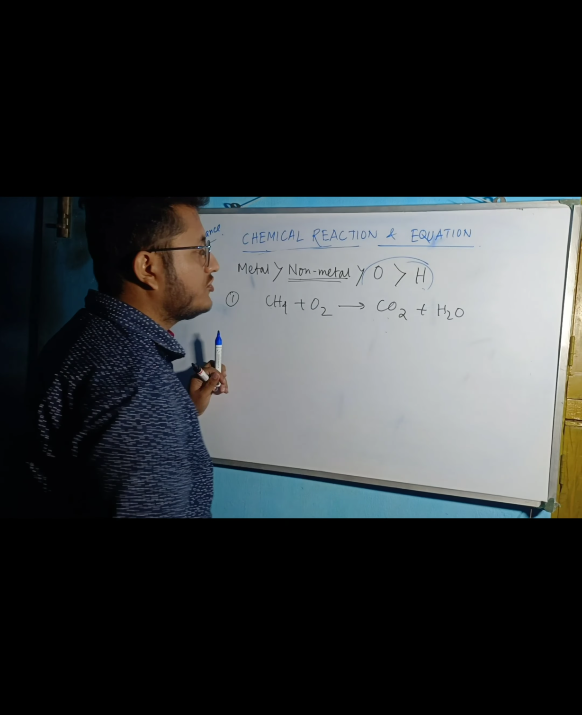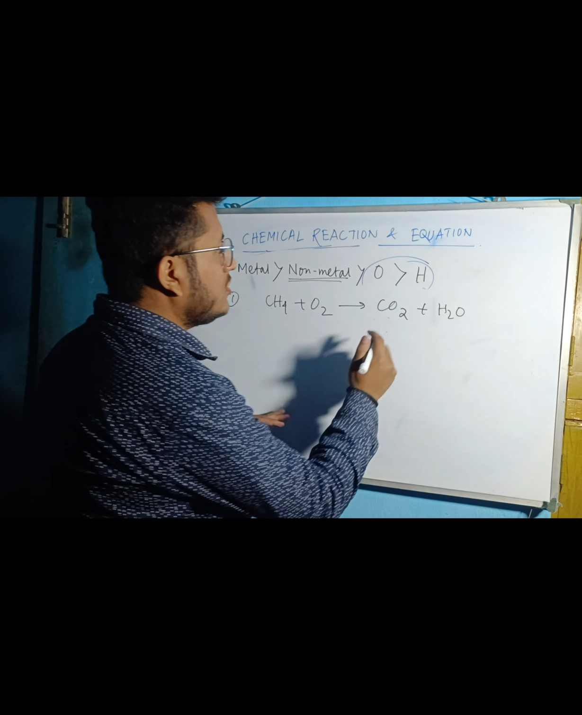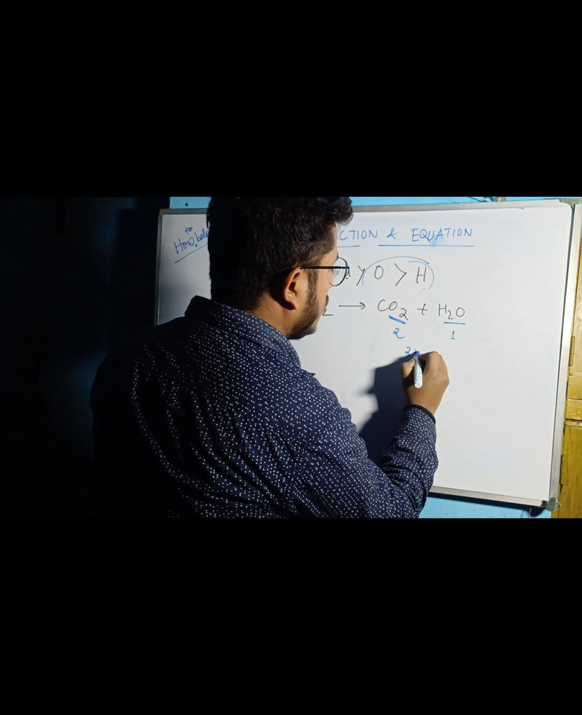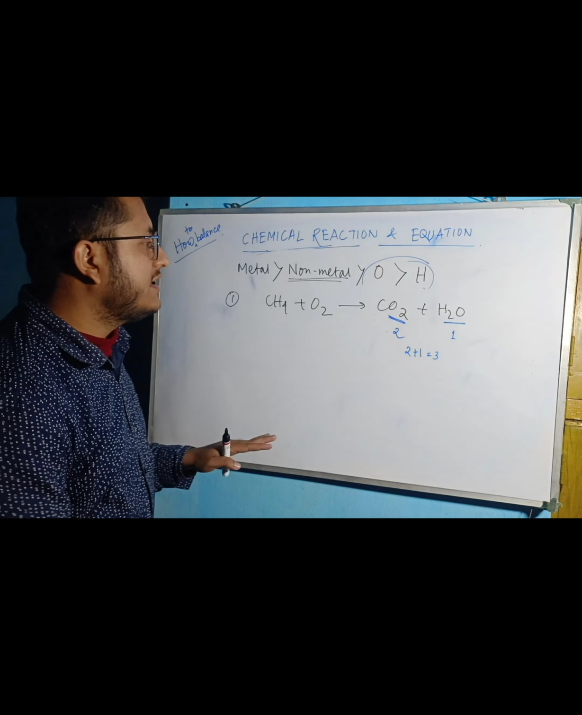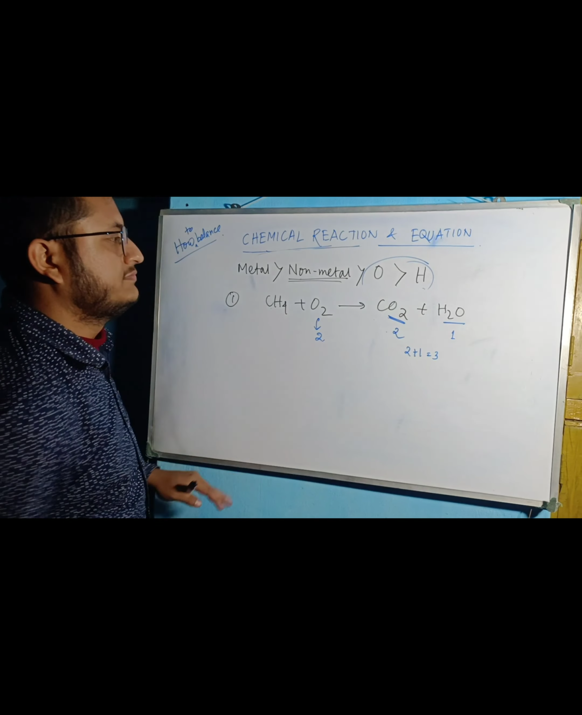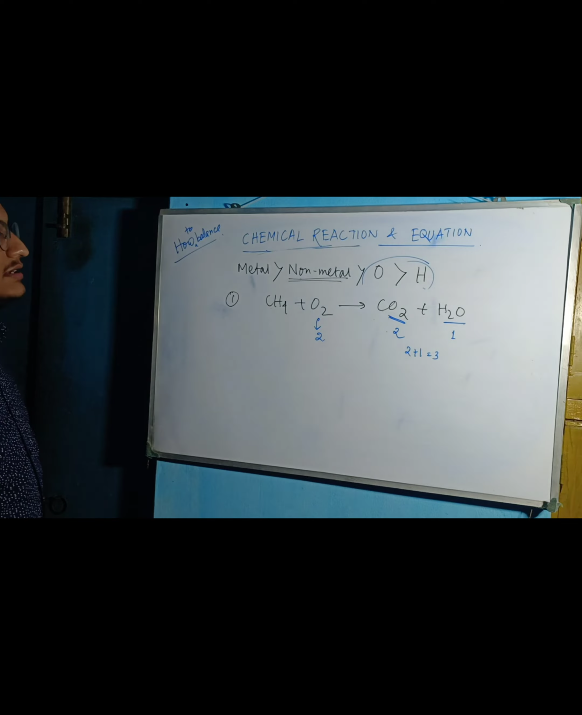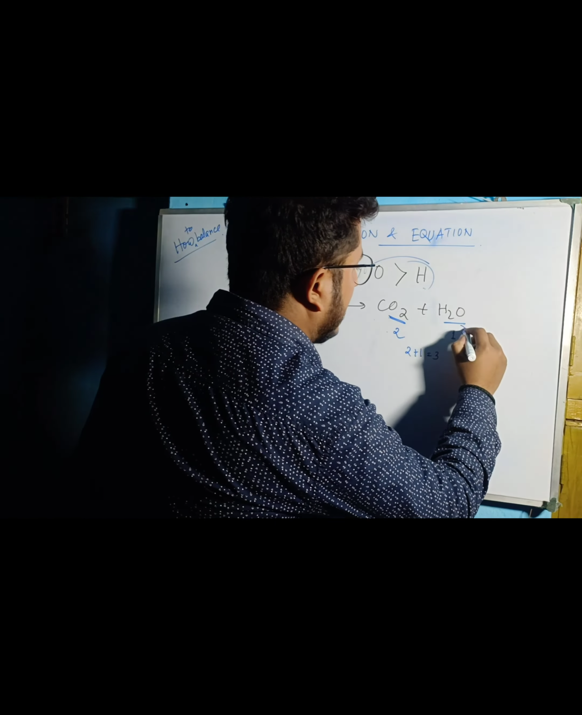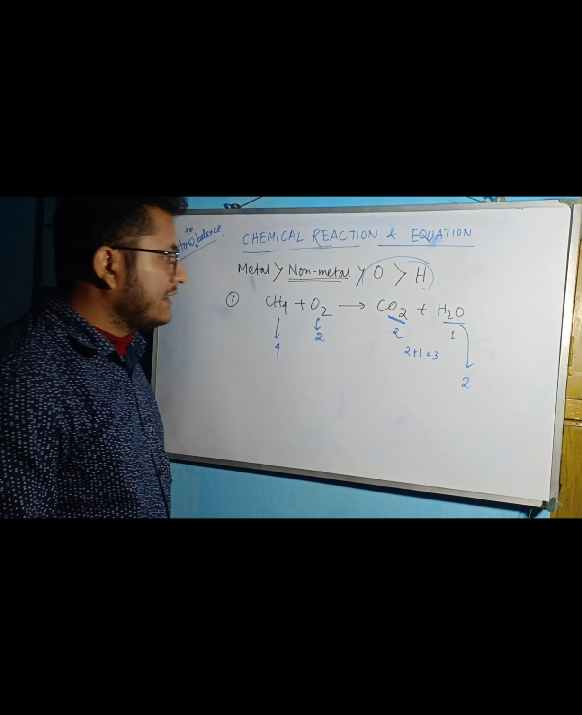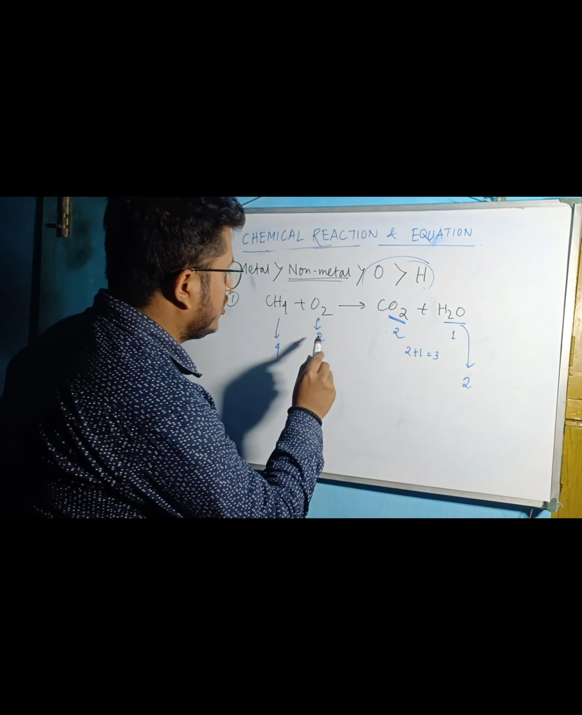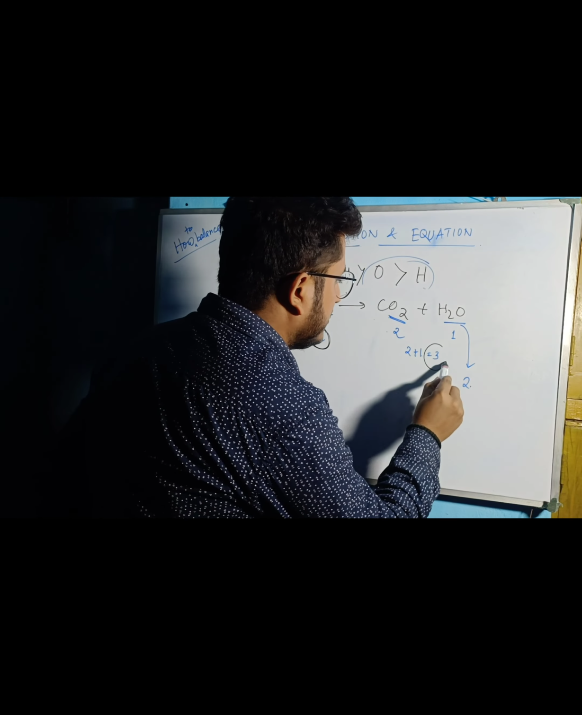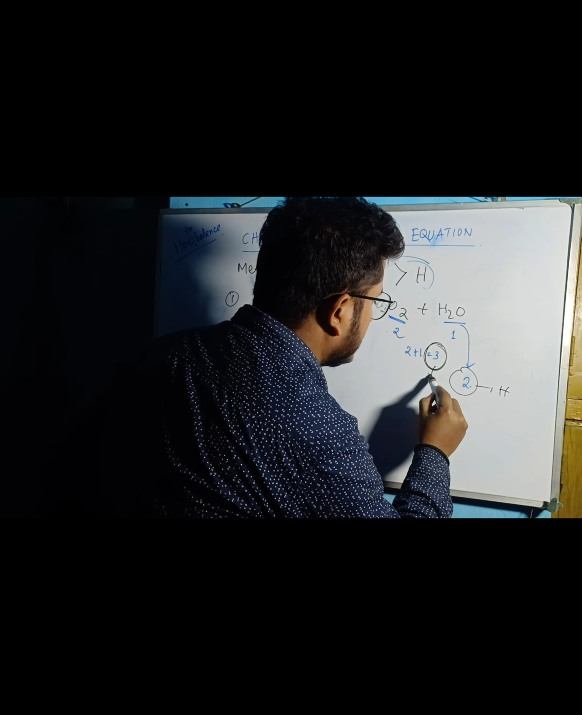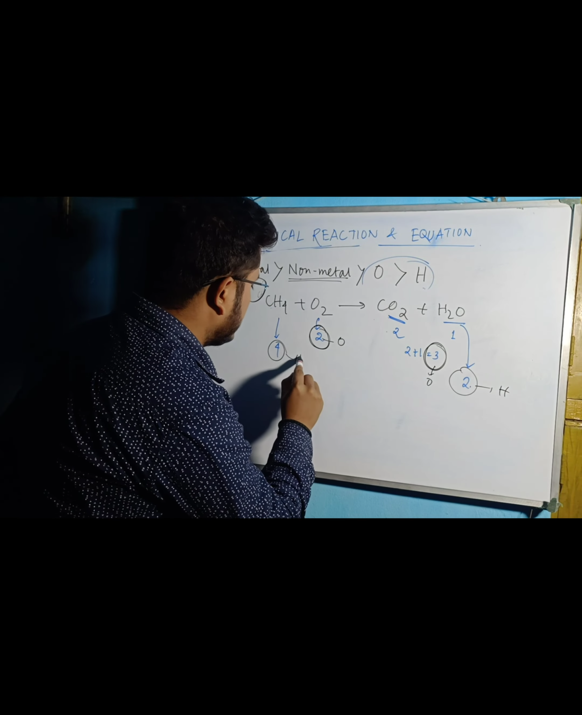Now come to oxygen. Oxygen is 2 here, oxygen is 1 here. Total is 2 plus 1 equal to 3. And here it is 2. And we have to balance it. Then come to hydrogen. Hydrogen here is 4 and hydrogen here is 2. Now consider that 2 and 3 are oxygen numbers, and 4 and 2 are hydrogen numbers.